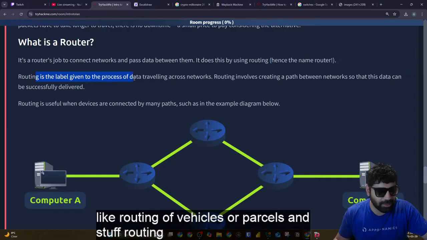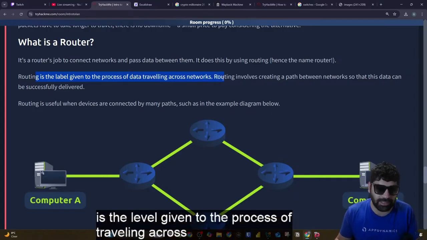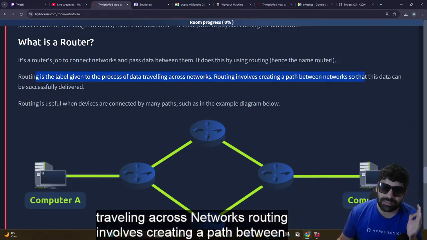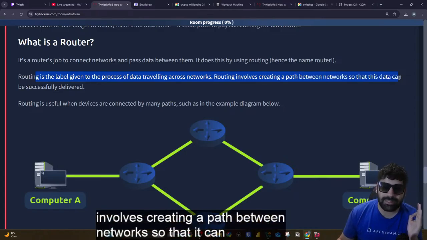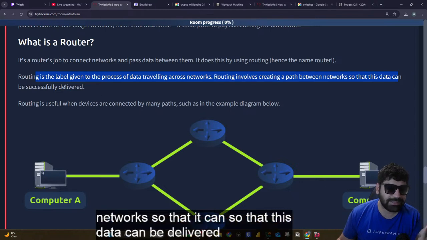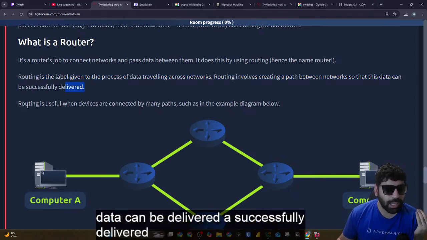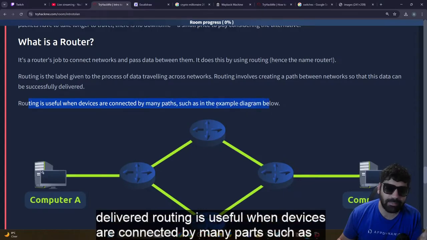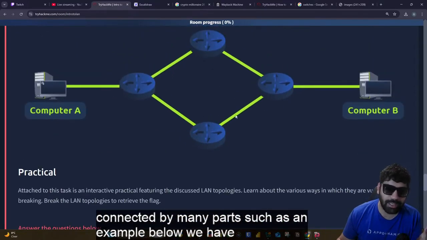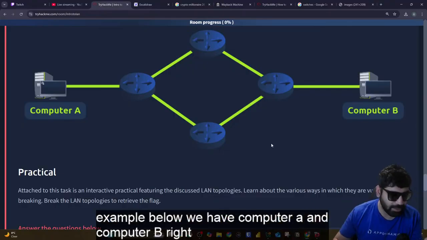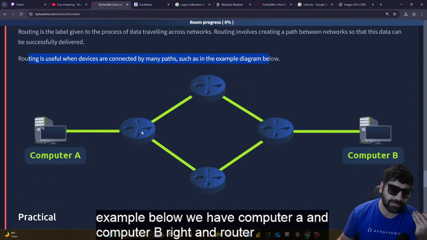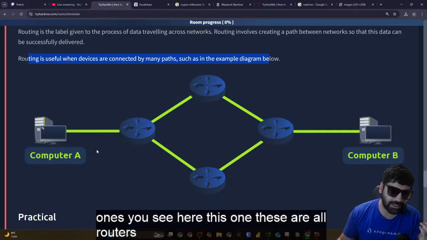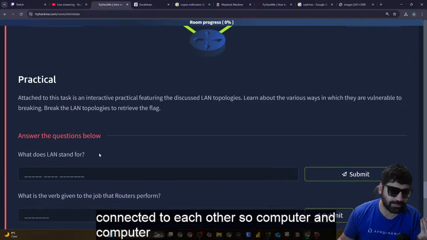Routing is the label given to the process of traveling across networks. Routing involves creating a path between networks so that data can be successfully delivered. Routing is useful when devices are connected by many paths, such as in the example below. We have computer A and computer B, right? And the routers, basically these blue ones you see here. They are connected to each other, so computer A and computer B can talk to each other.